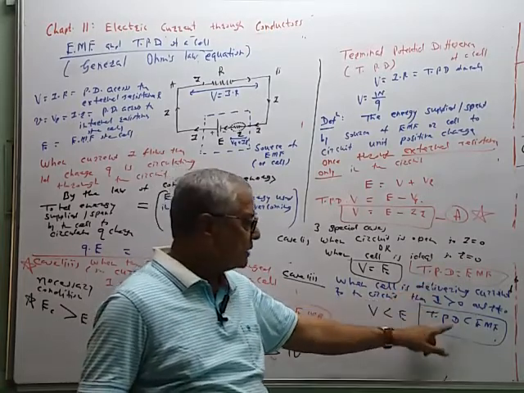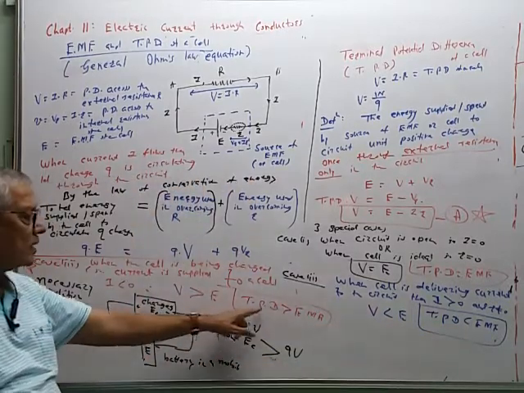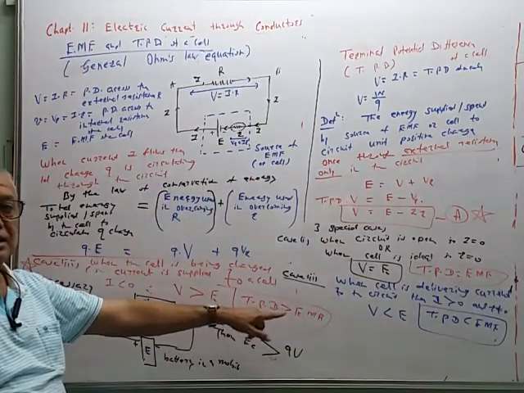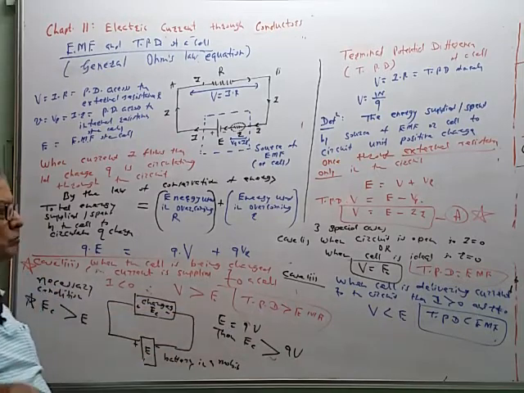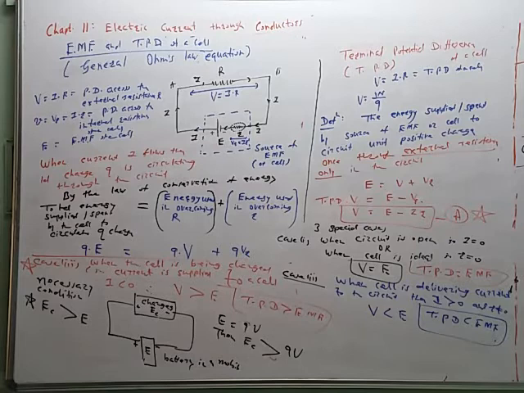So by the cell means, in this case TPD is always less than EMF, and to the cell means the TPD is greater than the EMF of the cell. So these are the three cases of this equation. That equation is a very important equation.